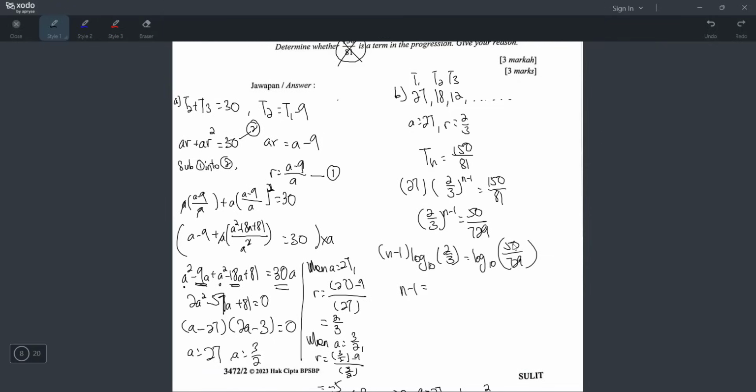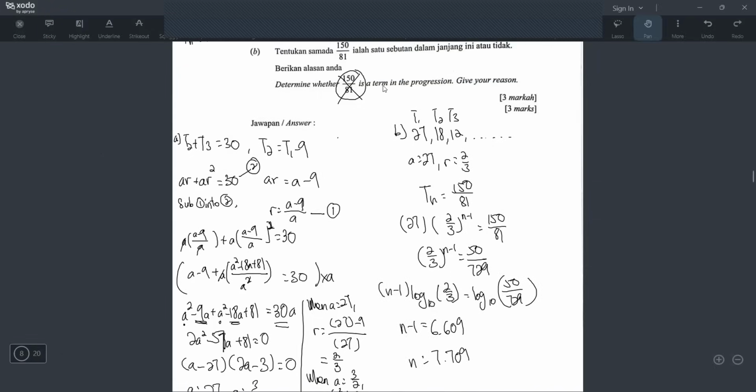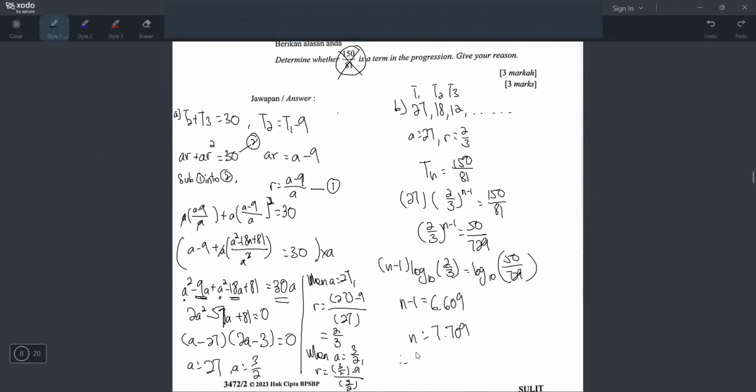Okay, my calculator give me 6.6088, so 6.609 lah. So how do you find n? 6.609 plus 1, which is 7.709. So your n is actually not an integer. It's not a positive. Okay, it's positive, but it's not integer. It's not a whole number. So we can say that this 15081 is not a term in the progression, right? So I'll just write here, 15081 is not a term in this progression.